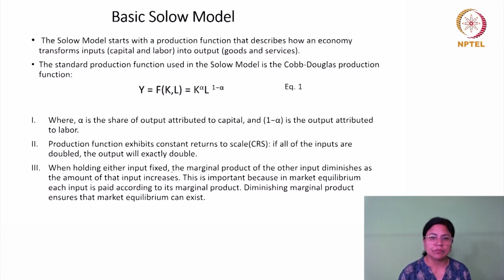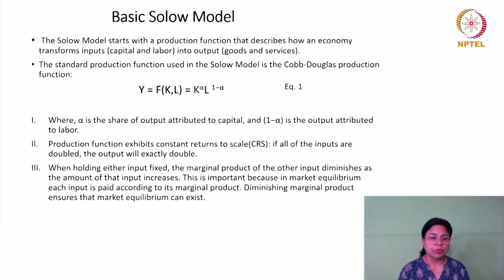So you have this standard production function which is used in the Solow model, the Cobb-Douglas production function, where you have K for capital, L for labor, and alpha is the share of output attributed to capital. Considering a two-factor model of the economy, that means 1 minus alpha would be the output attributed to labor. This production function exhibits constant returns to scale. That means if you double all the inputs, the output also doubles. You will also know that there is something called increasing or decreasing returns to scale, but in this model the assumption is constant returns to scale.